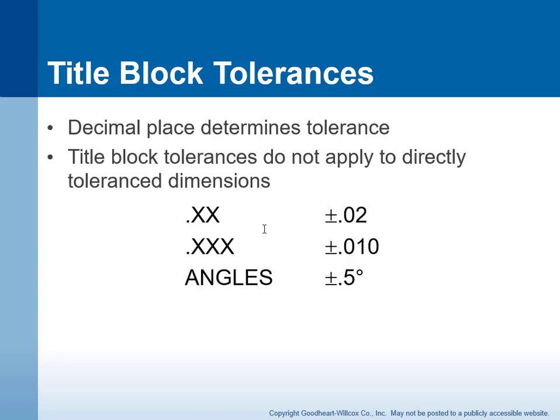So if you display a dimension to 2 decimal places, it is assumed that the block tolerance is plus or minus 20 thousandths. I read that as 20 thousandths. If you display a dimension to 3 decimal places on the drawing, then that tolerance is plus or minus 10 thousandths. So that's otherwise known as block tolerances.